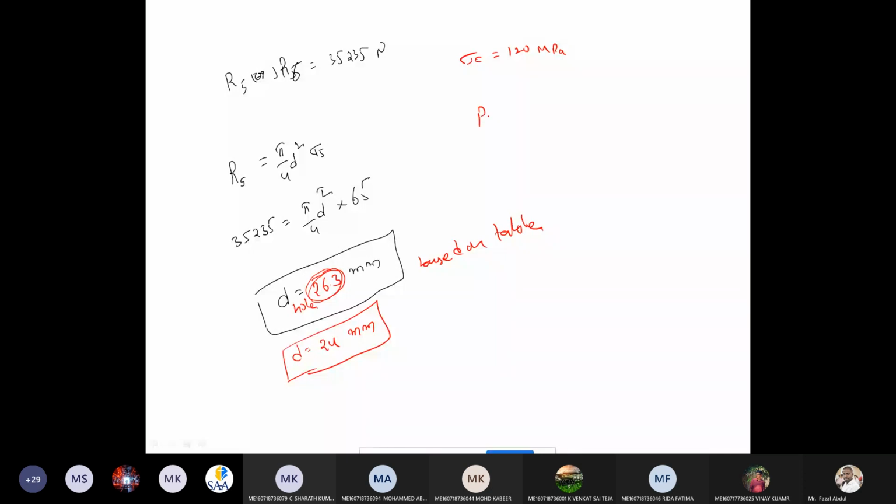For this, crushing stress is crushing load, that is, sorry, maximum load 35 into 235 by D into T. D value 26.5 and thickness of the plate is given in question 25 mm. Now tell me the sigma C value.